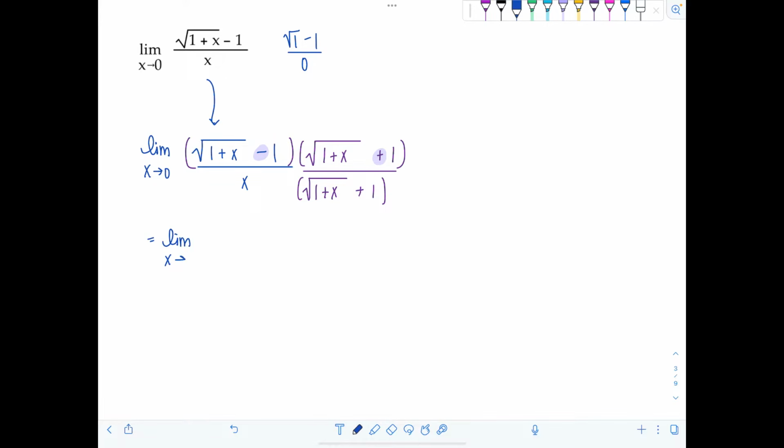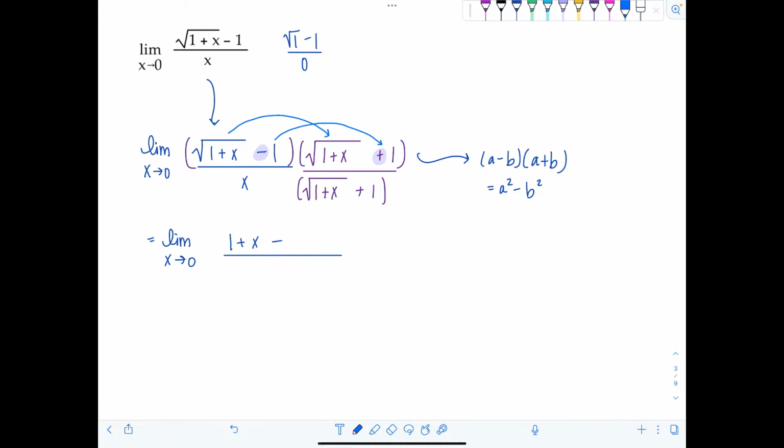Limit x approaches 0. The whole point of multiplying by a conjugate is so that you have a difference of squares. So now I have a minus b times a plus b, basically in the numerator, which is going to multiply out to a squared minus b squared, right? Good. So a squared would be rad 1 plus x times rad 1 plus x, which is just 1 plus x. Minus b squared is 1 times 1, which is 1.